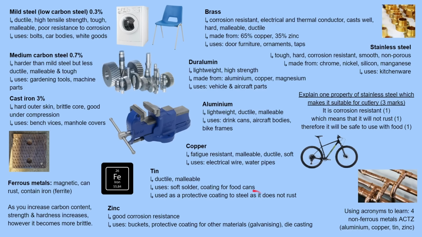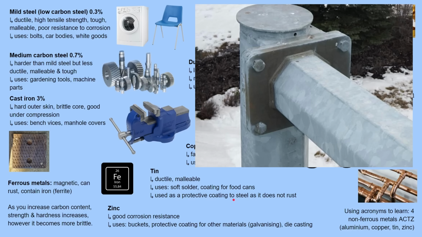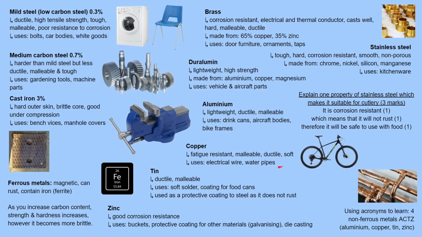So if you think about baked beans cans, normally they're sometimes covered in tin to stop the steel from rusting. And then lastly, zinc has good corrosion resistance, used in buckets and as a protective coating for other materials. So the big street pipes or street lamps, they're often coated in zinc. It's called the process of galvanizing. It has that almost metallic finish to it. It's also used in die casting. An acronym you may find helpful to remember these 4 non-ferrous metals is ACTZ: aluminium, copper, tin, zinc.